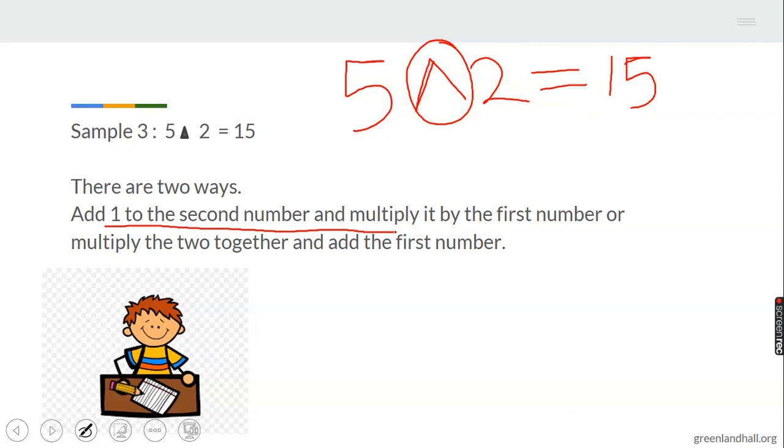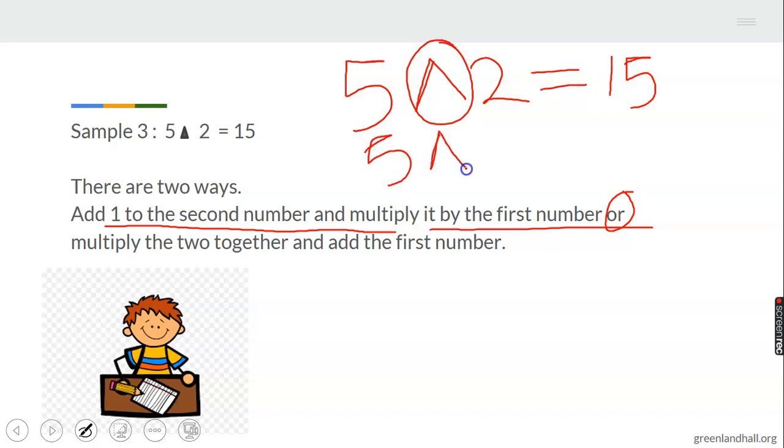Okay? Is that clear? Do you understand that? Alright, so you add 1 to the second number, you multiply by the first number. Or there's another way you can do it. Let's see the first method first. Let's do the first one. Add 1 to the second number. What's my second number? Quick one. Who can tell me? Beautiful. 2. So this is 5.